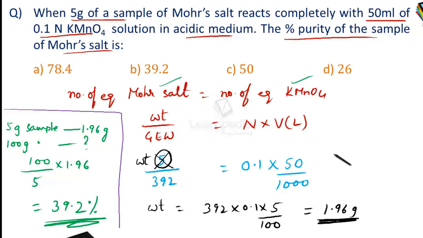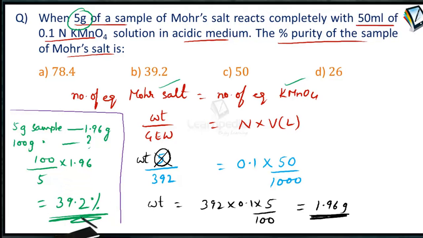I repeat here, always any two substances react in the ratio of their equivalent masses. That means the number of equivalents of one substance should be equal to the number of equivalents of the other substance. If the entire mass of Mohr's salt reacted with this potassium permanganate, it would mean that it is 100% pure. From the options itself, it is very clear that it is not 100% pure. Out of that 5 grams, only a certain quantity of the Mohr's salt will react with the given quantity of potassium permanganate, and that value is found to be 1.96. So out of 5 grams, only 1.96 is the Mohr's salt present. The remaining is impurity. So calculating the percentage, we get 39.2%, which is there in option B.